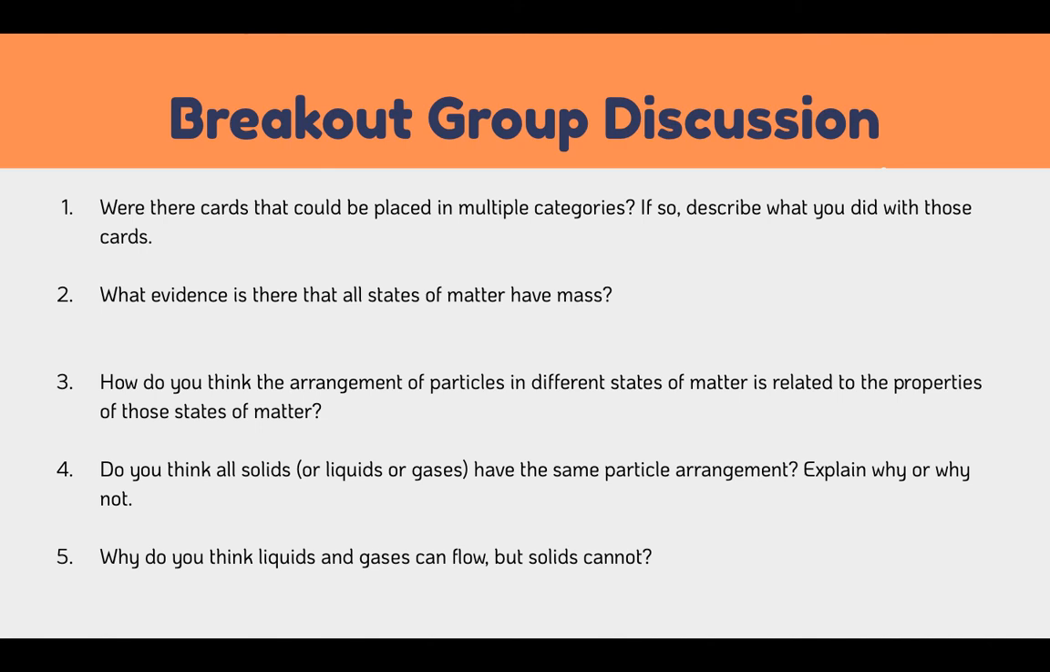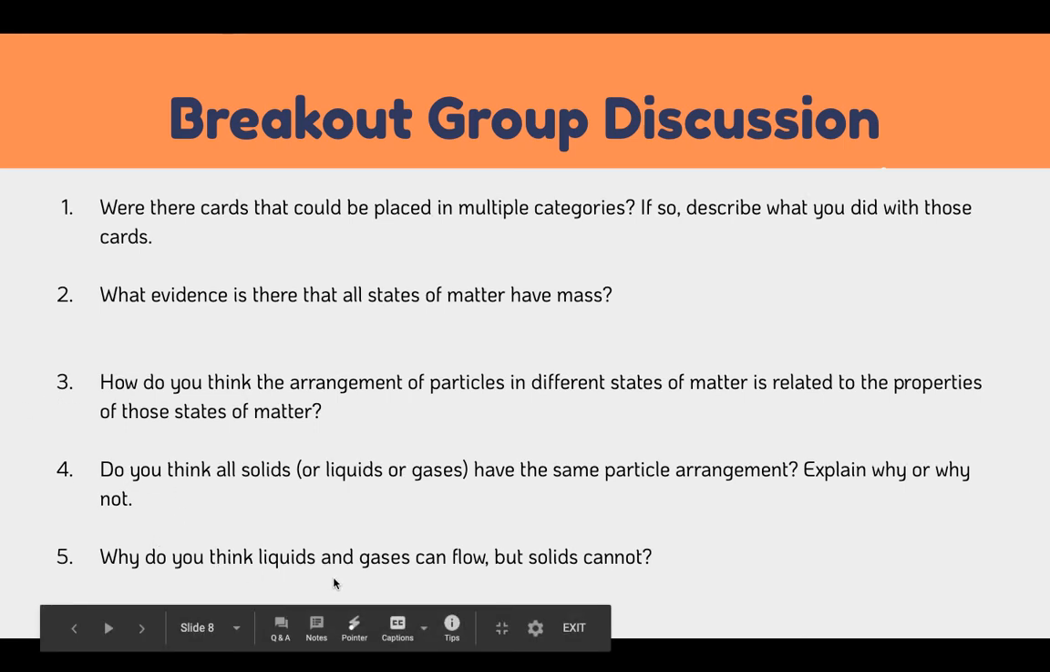Whereas with a gas, those particles are spreading out, so the gas is going to take up the space of the room or the container, whatever it's in. It's not going to stay in one shape. That also helps you answer number four, and number five is the same thing. Why can liquids and gases flow, but solids cannot? It all has to do with how those particles are actually arranged.